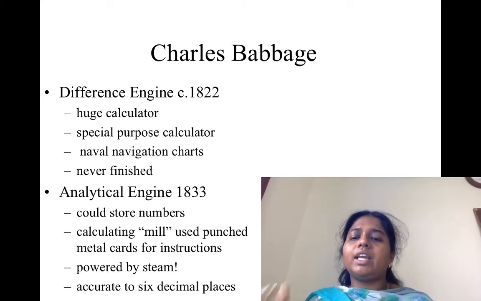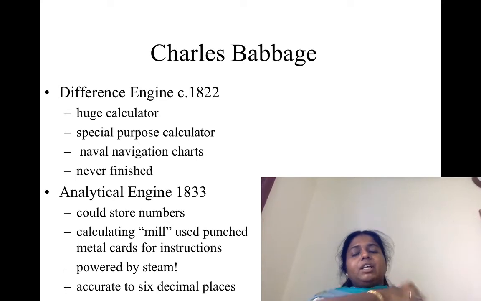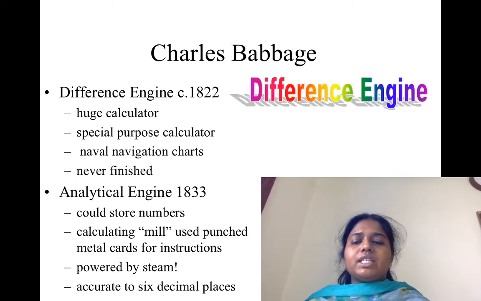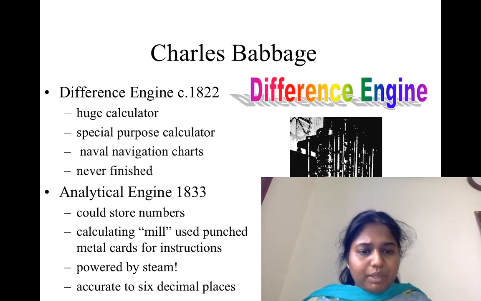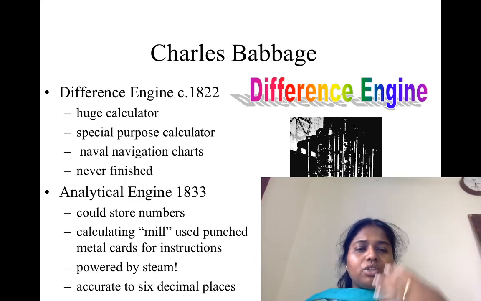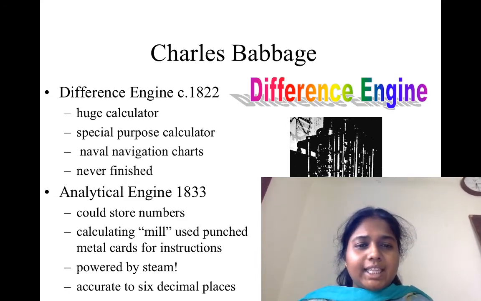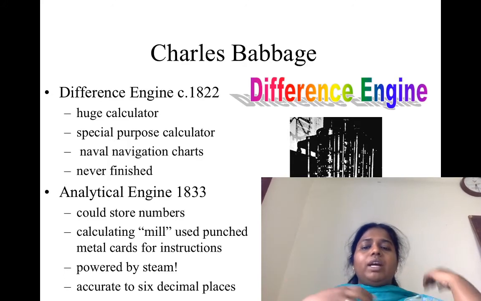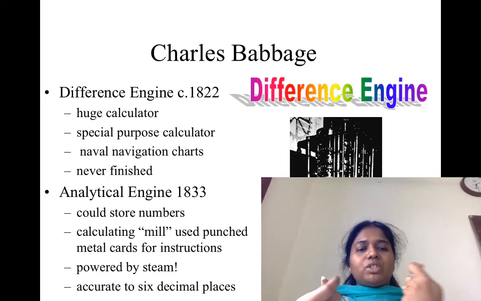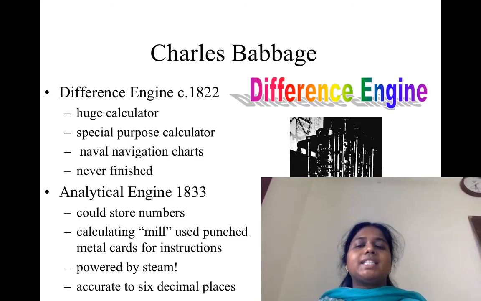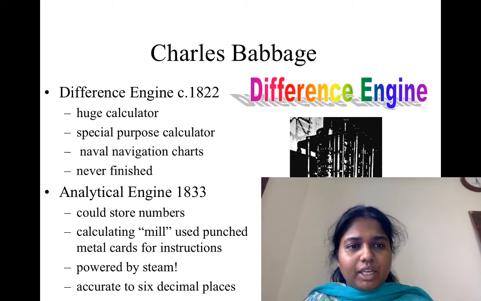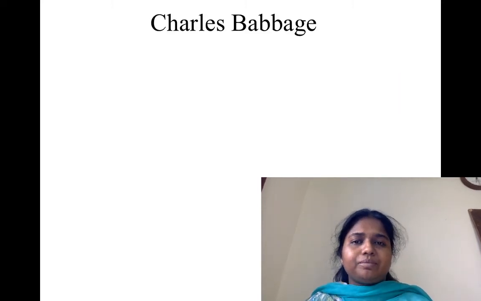And then he came up with the analytical engine. This analytical engine or the difference engine, you can see a picture of it. This was the difference engine. So it had a lot of rods and things like that, which were used to move around. And once you start punching in some metal cards there, it would take it as an instruction, and then it will calculate some values, and it was accurate to 6 decimal places. This was a machine that was powered by steam.